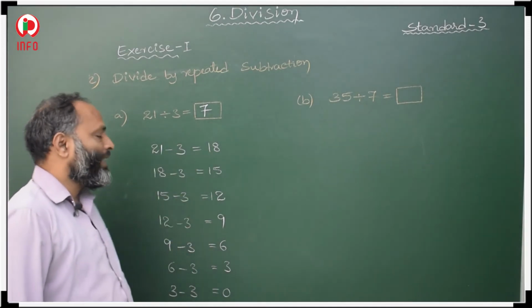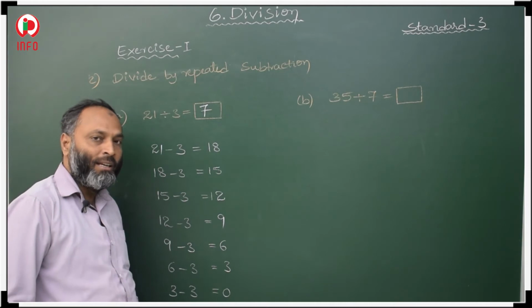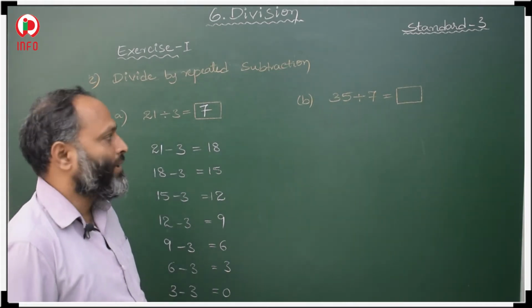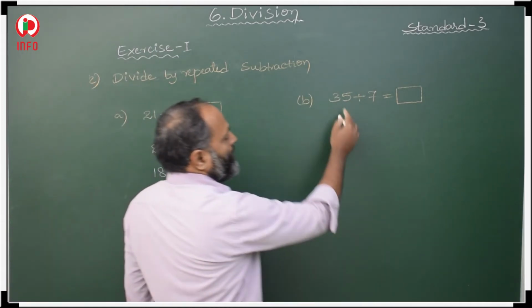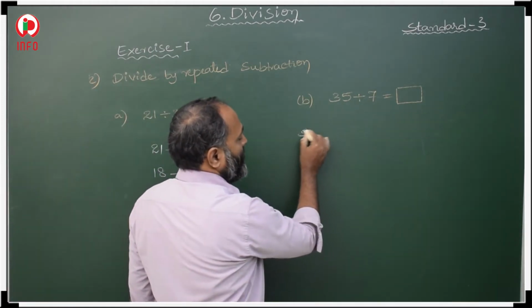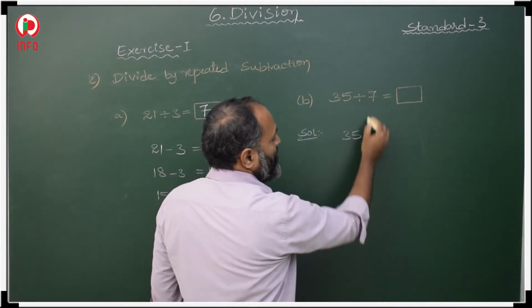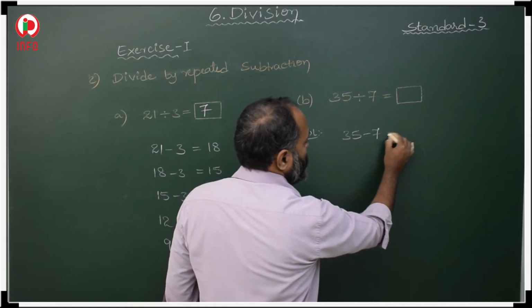If 21 is divided by 3, the answer is 7. The answer is 7. So here 35 divided by 7 is given. So first we have to take 35 minus 7. 35 minus 7 is how much?